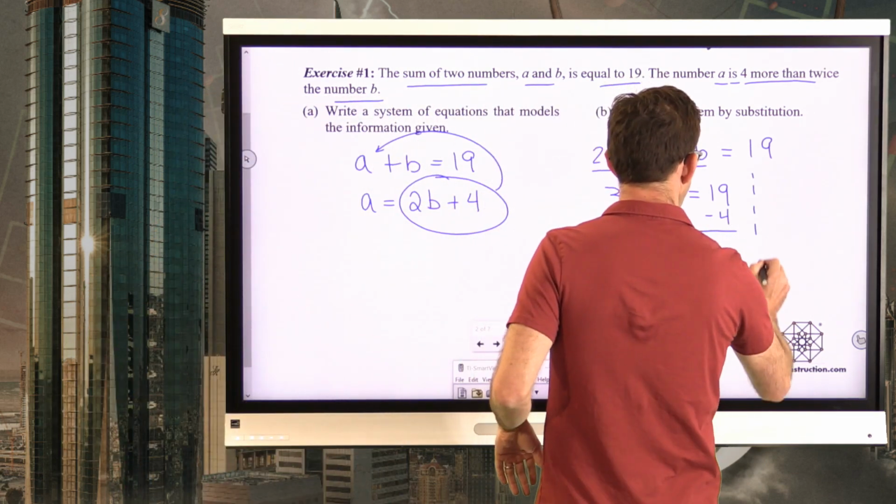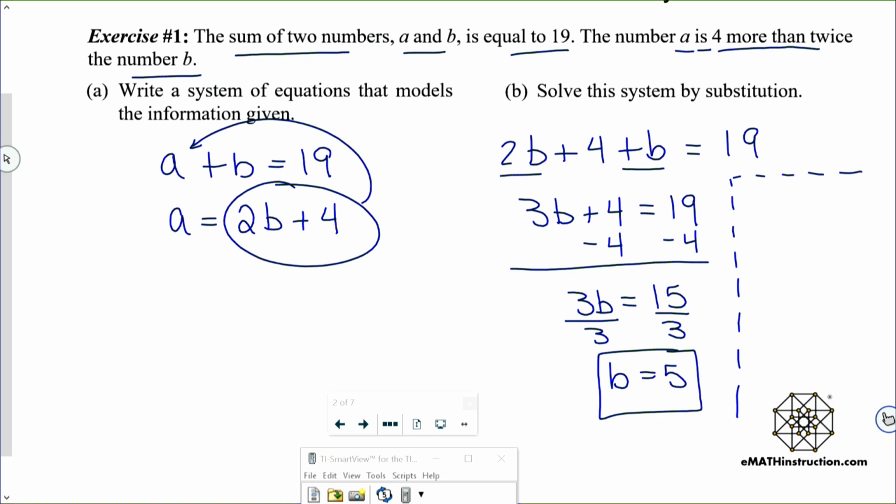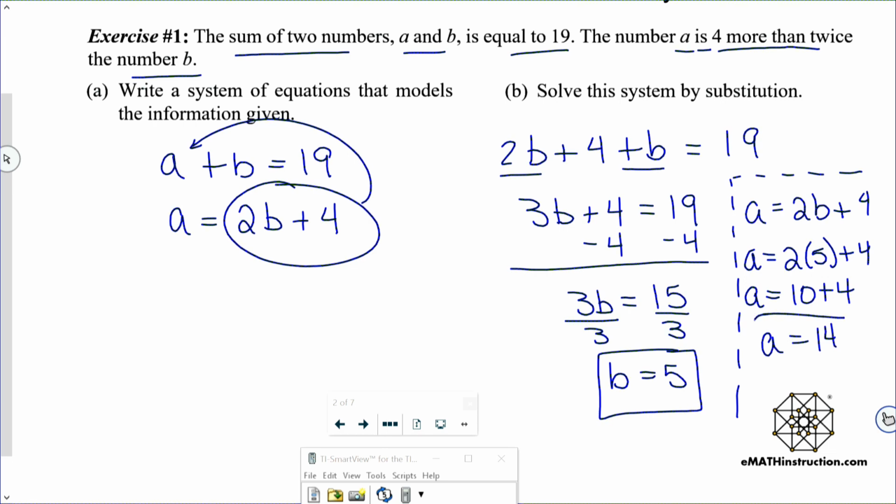So, just reserve a little space here. a is equal to 2b plus 4. So a will be equal to 2 times 5 plus 4. 2 times 5 is 10. And 10 plus 4 gives me a equals 14.